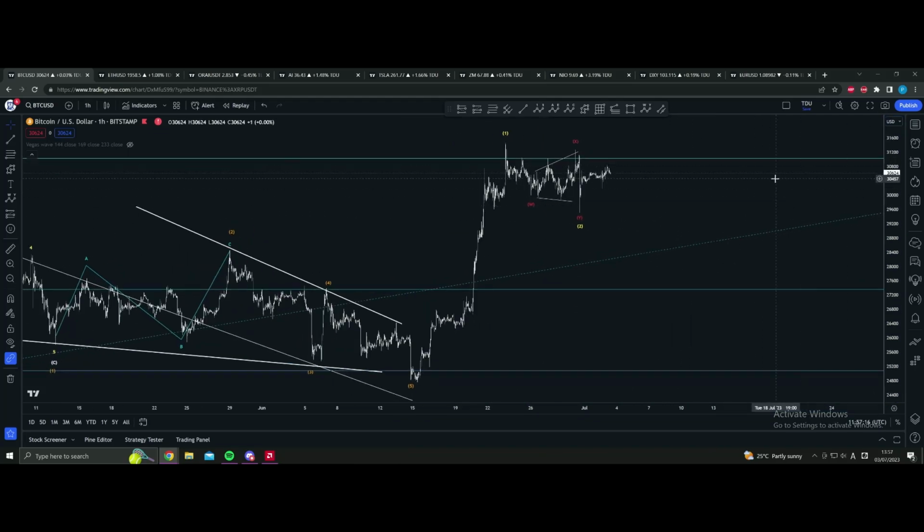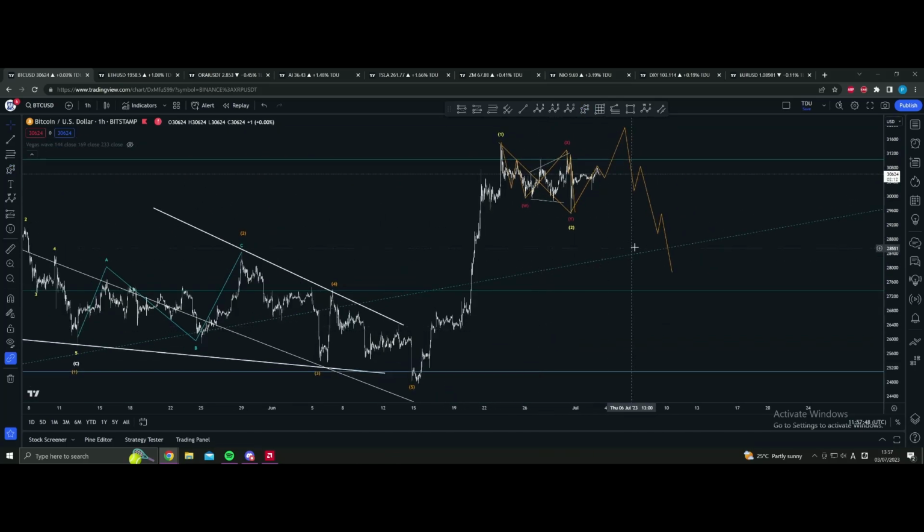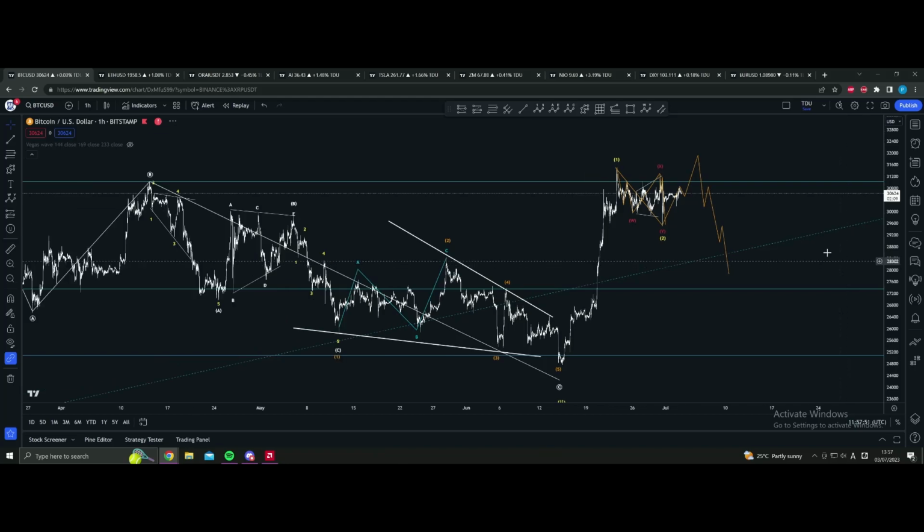So this one can be regarded as a three-wave move for your W, and then A, B, C, D, E for the expanded triangle, and A, B, C zigzag for Y. So this being the move. If not, if this was only the first three, so you have a 3, then you can have another 3 up and then again flat, but this would be maybe way too time consuming when it comes to wave 3.